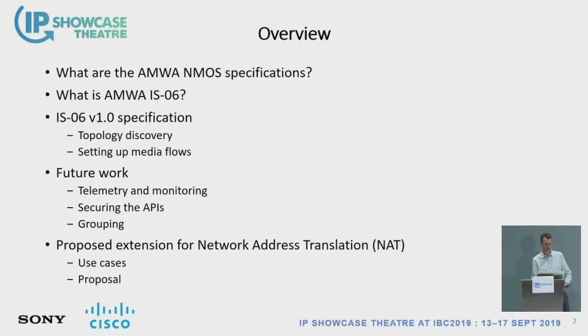So, brief overview of the talk first. I'll start by just giving a very brief overview of what the AMWA IS-06 specifications are, and then go a bit more into what IS-06 is. I'll talk about the existing version 1.0 specification, which covers topology discovery and setting up media flows. Then I'll hand over to Sachin, who'll talk a bit about some of the future work we're currently discussing. These are things we really want feedback on: telemetry and monitoring, securing the APIs and grouping, things the specification doesn't currently do but might do in future. And then something we're currently working on, we're both going to talk about the proposed extension for network address translation.